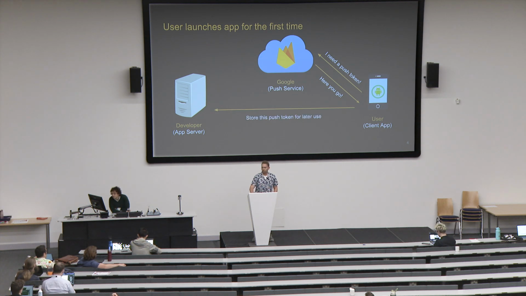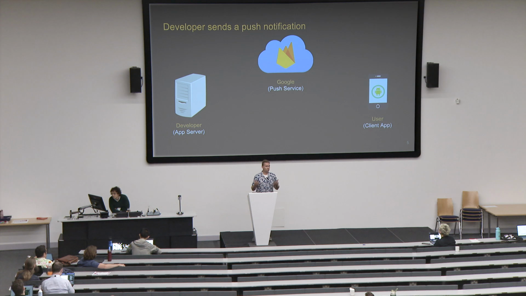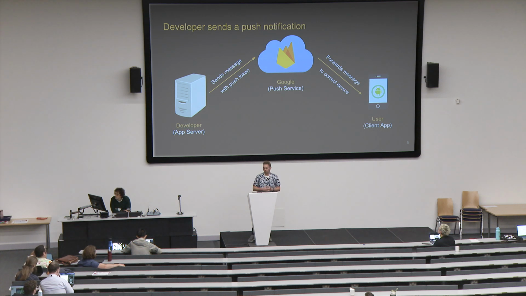Google responds back with the push token that the client app then sends to the server that can store it for later usage. When the developer wants to send a push notification, they don't send the message directly to the user. Instead, they send the message with the push token to Google's push notification service. Google looks up the correct device using the push token, and then it forwards the message to the correct device. The app can then display the message or perform any other action once it receives this notification.